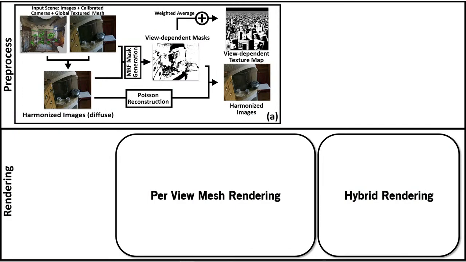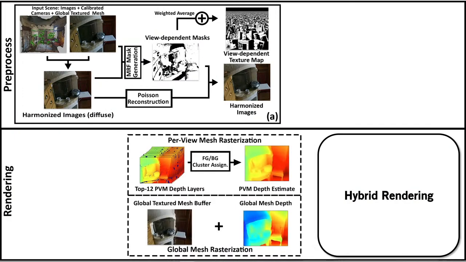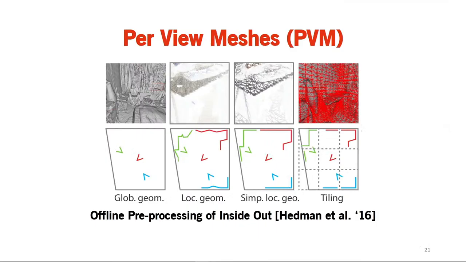Next, we discuss our novel per-view mesh-based rendering algorithm. To rectify geometric reconstruction errors, a local mesh is generated for each input view. First, the depth map obtained either during capture or through a multi-view stereo system is fused with the image to obtain per-view Delaunay mesh. Next, the Delaunay meshes are voxelized and stored in a tiled data structure. For more details on the pre-processing step, we refer to Hedman et al. 2016, Scalable Inside-Out Image-Based Rendering.